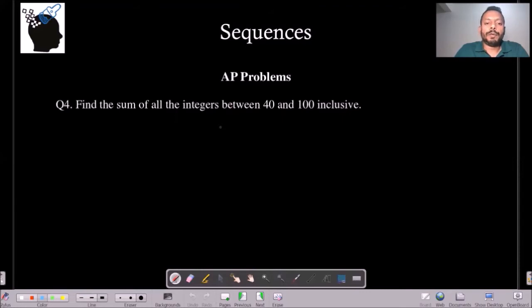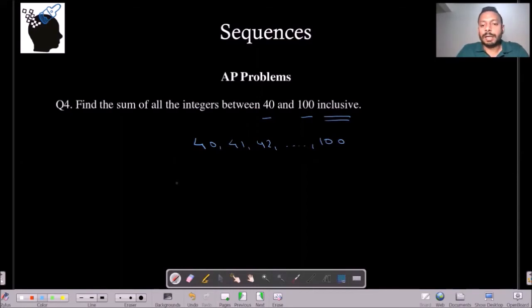Find the sum of all the integers between 40 and 100 inclusive. That means both 40 and 100 have to be included in the series. So the series is 40, 41, 42, all the way up to 100. And we need to find the sum of all the integers.